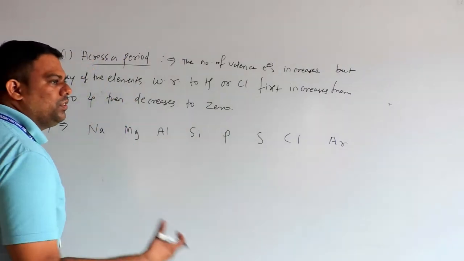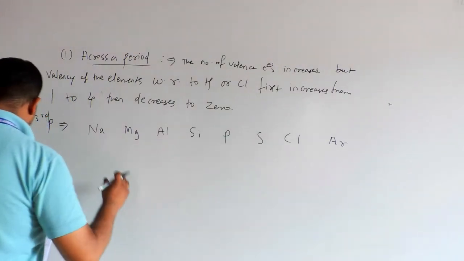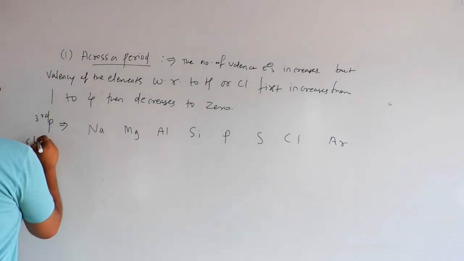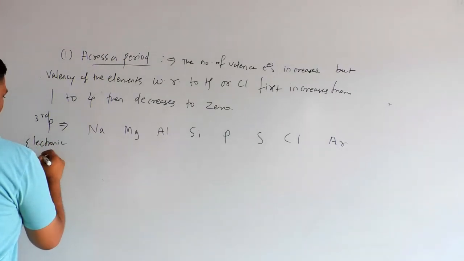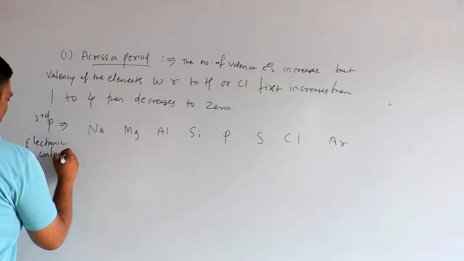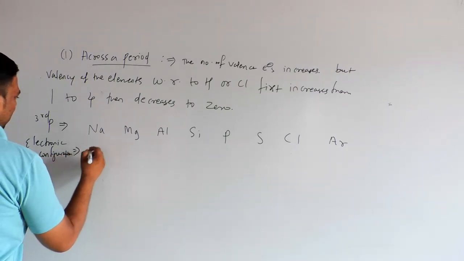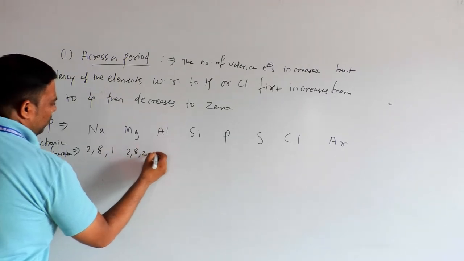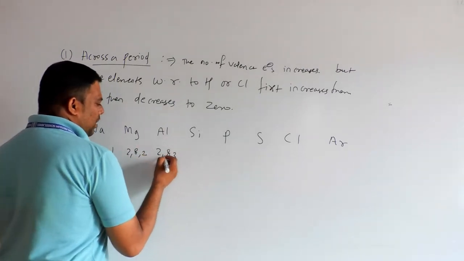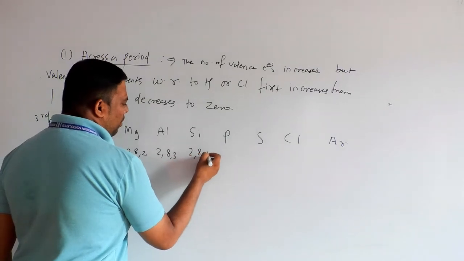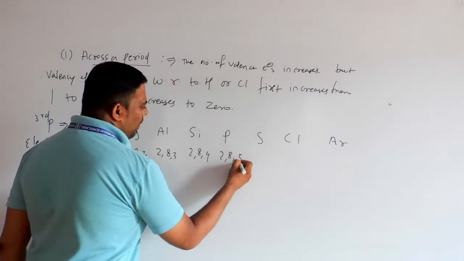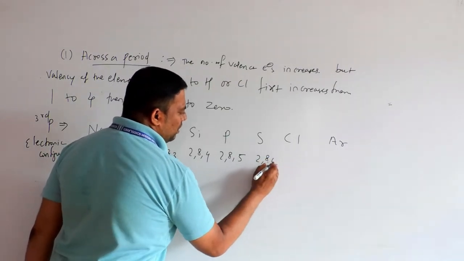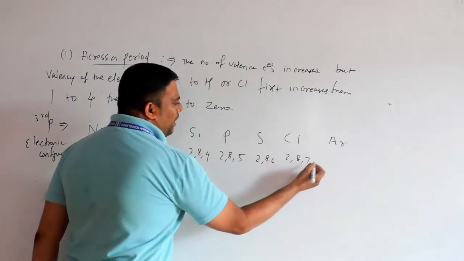See here about sodium. As you know, beta, the electronic configuration also makes it much easier to understand this. 2, 8, 1; 2, 8, 2; 2, 8, 3; 2, 8, 4; 2, 8, 5; 2, 8, 6; 2, 8, 7, and here what?